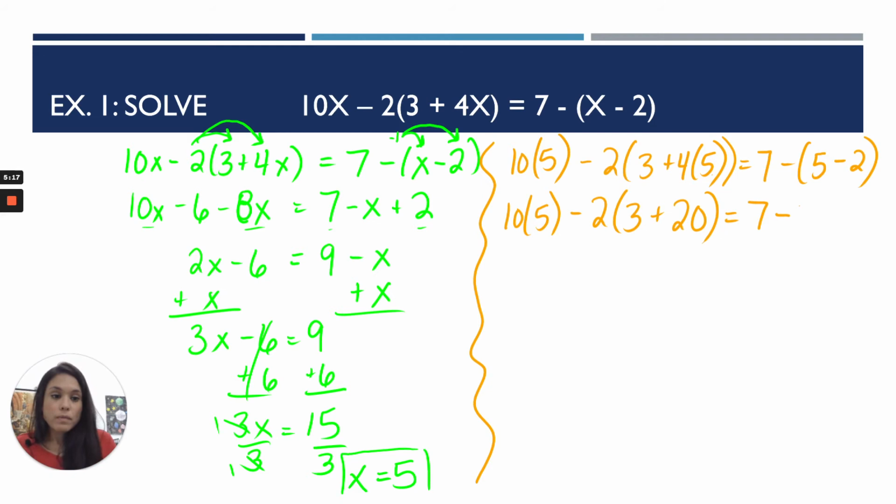Okay. So then, let's begin to work. I'm going to finish what's in parentheses here. So 10 times 5 minus 2, 3 plus 20 is 23, equals 7 minus 3 is 4.